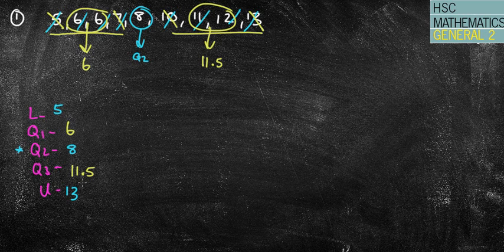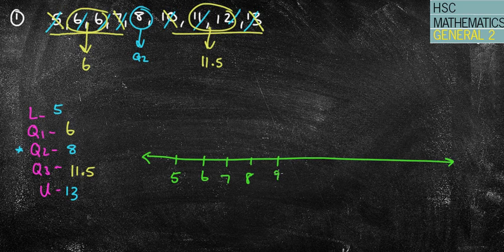And look at that, my 5-point summary. I'm now going to draw my number line. Always have a number line for graphs, so you can have a bit of a scale. My lowest number is 5. I go up to 13, so I may as well put all the numbers. So 5, 6, 7, 8, 9, 10, 11, 12, 13. And then making sure that they have the same distance apart.